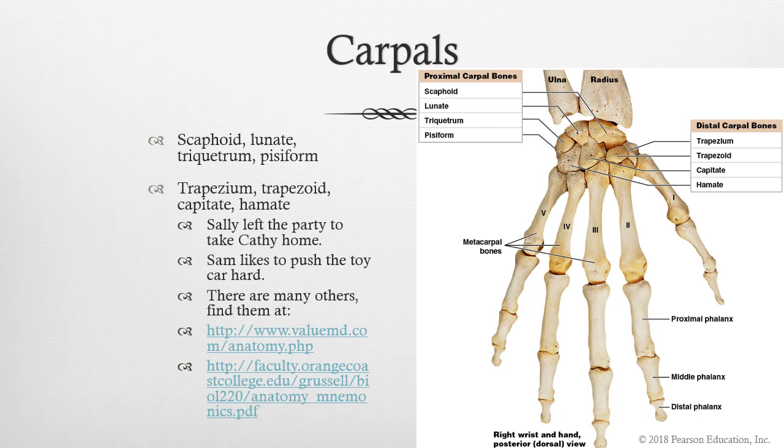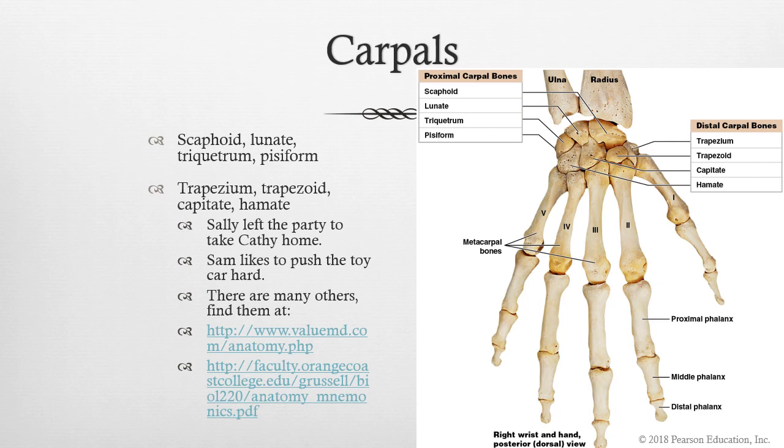pisiform. At the distal end, always like to come back to the thumb side, and then we have the trapezium, which is next to the thumb. And then we have trapezoid, capitate, and hamate. And so those 4 bones go back across towards the pinky.